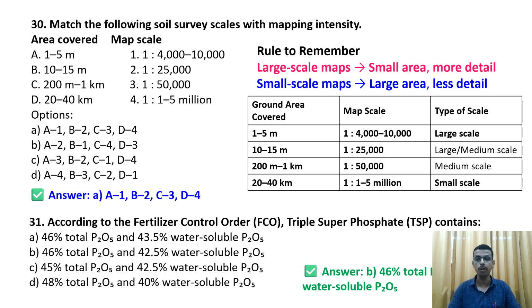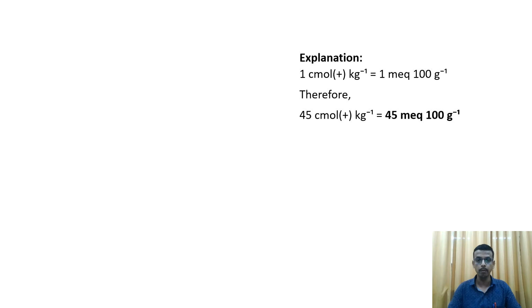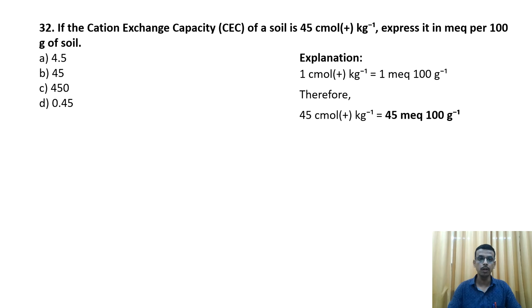For TSP, I think 43.5% total water soluble P2O5. Then, if the cation exchange capacity of a soil is 45 centimole per kg, expressed in milliequivalent: I have already told you, 1 centimole proton per kg is equal to 1 milliequivalent per 100 gram. So simply, 45 centimole per kg means 45 milliequivalent per 100 gram. What is the question? That is the answer.